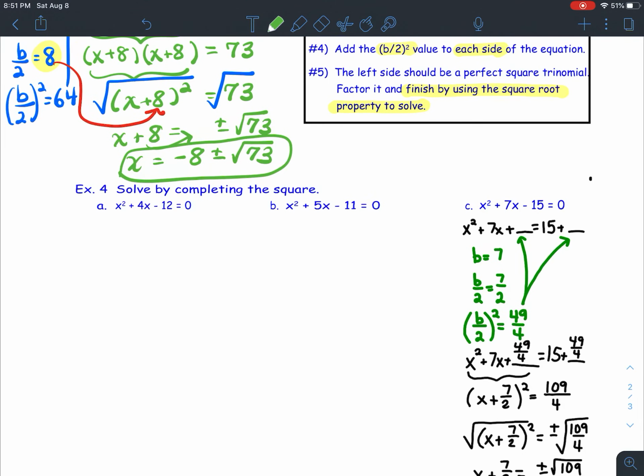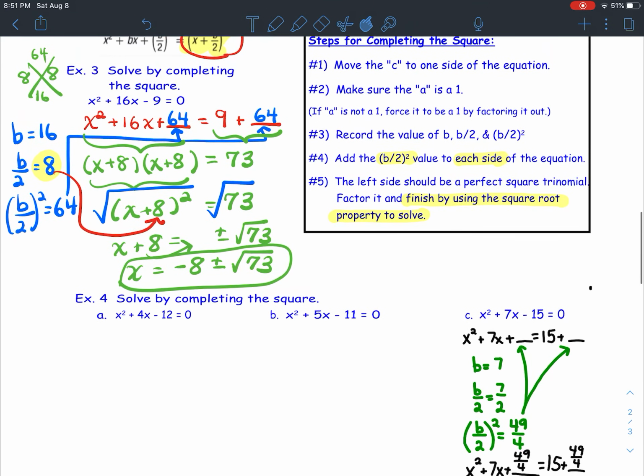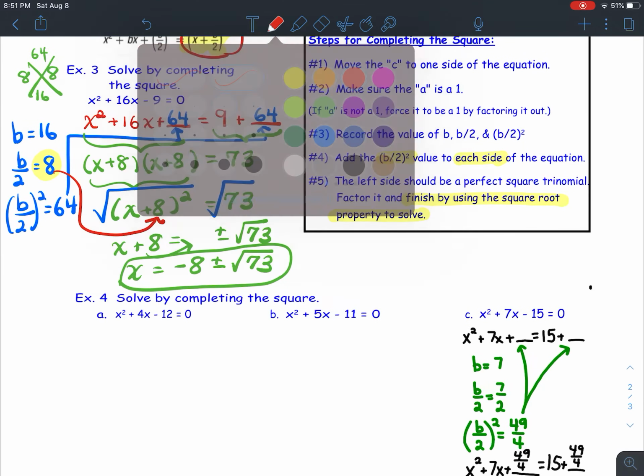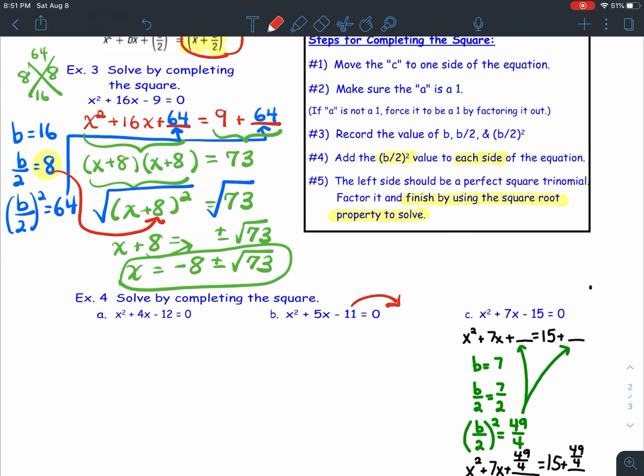Let's go ahead and try example B, okay, because this one can be a little bit tricky here. So our first step, I'm going to go ahead and make this so you can see the box up above. First step is to take the existing C value, go ahead and just pull that over to the other side of the equation and create a space for us to create a brand new C value that will make the left side a perfect square trinomial.